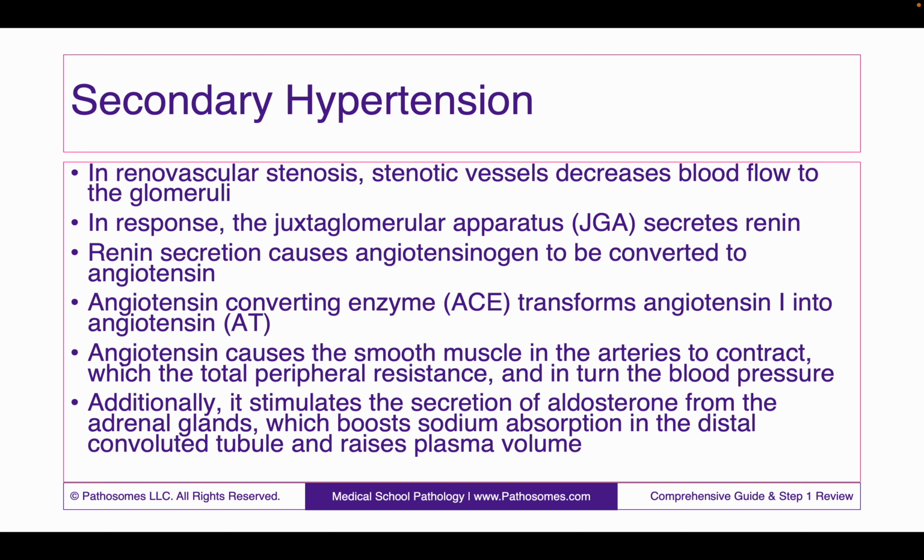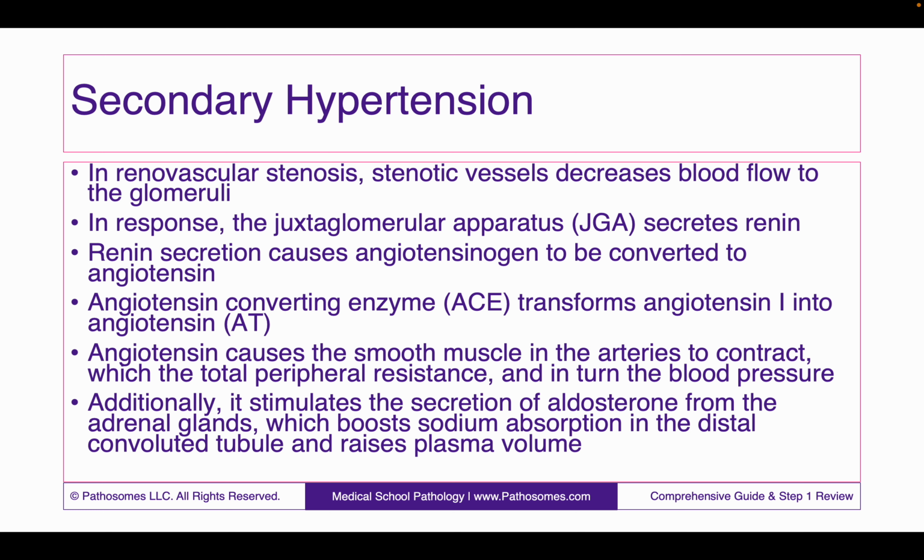In renovascular stenosis, stenotic vessels decrease the blood flow to the glomeruli. In response, the juxtaglomerular apparatus, you remember that from physiology, the JGA, well, that secretes renin, right? And we all know what renin does. Renin secretion causes angiotensinogen to be converted to angiotensin 1.